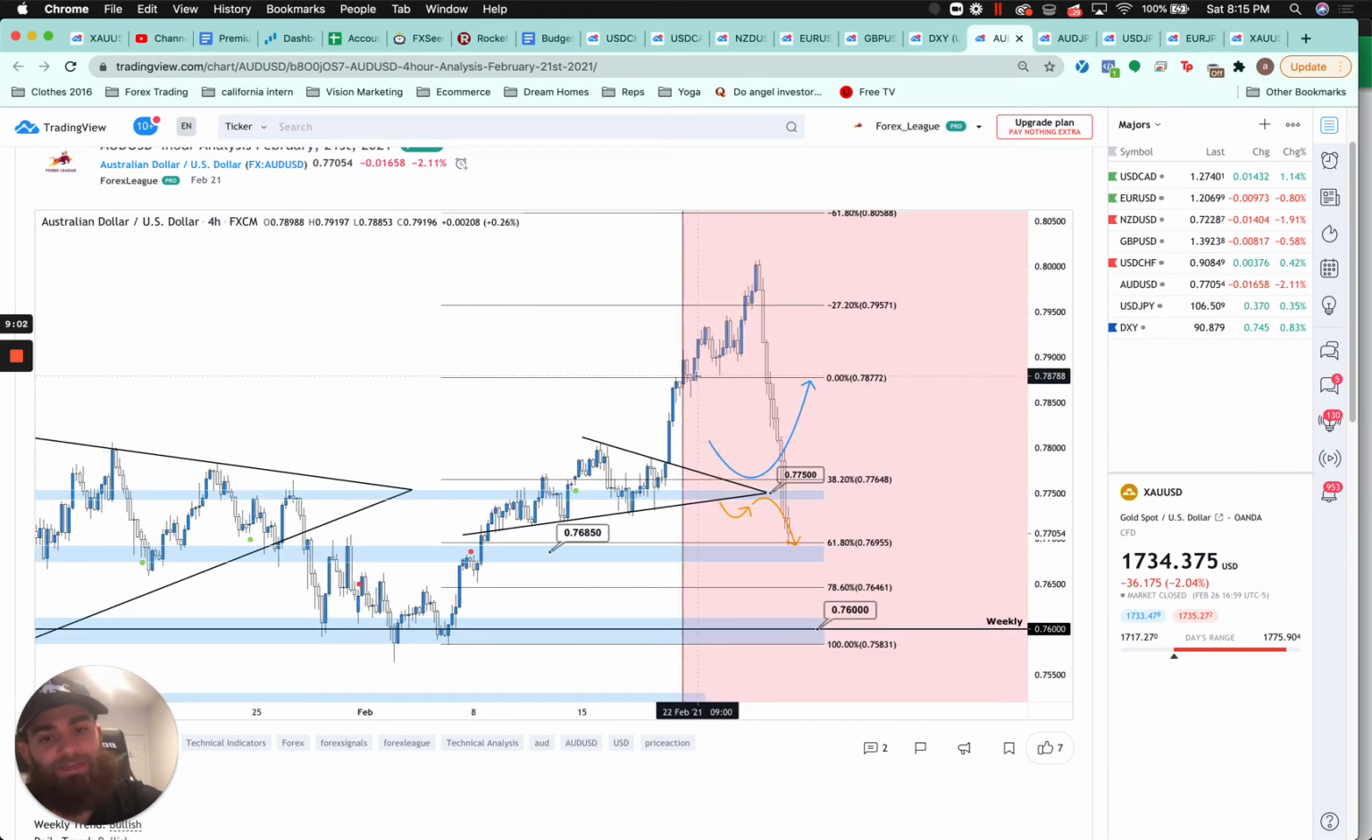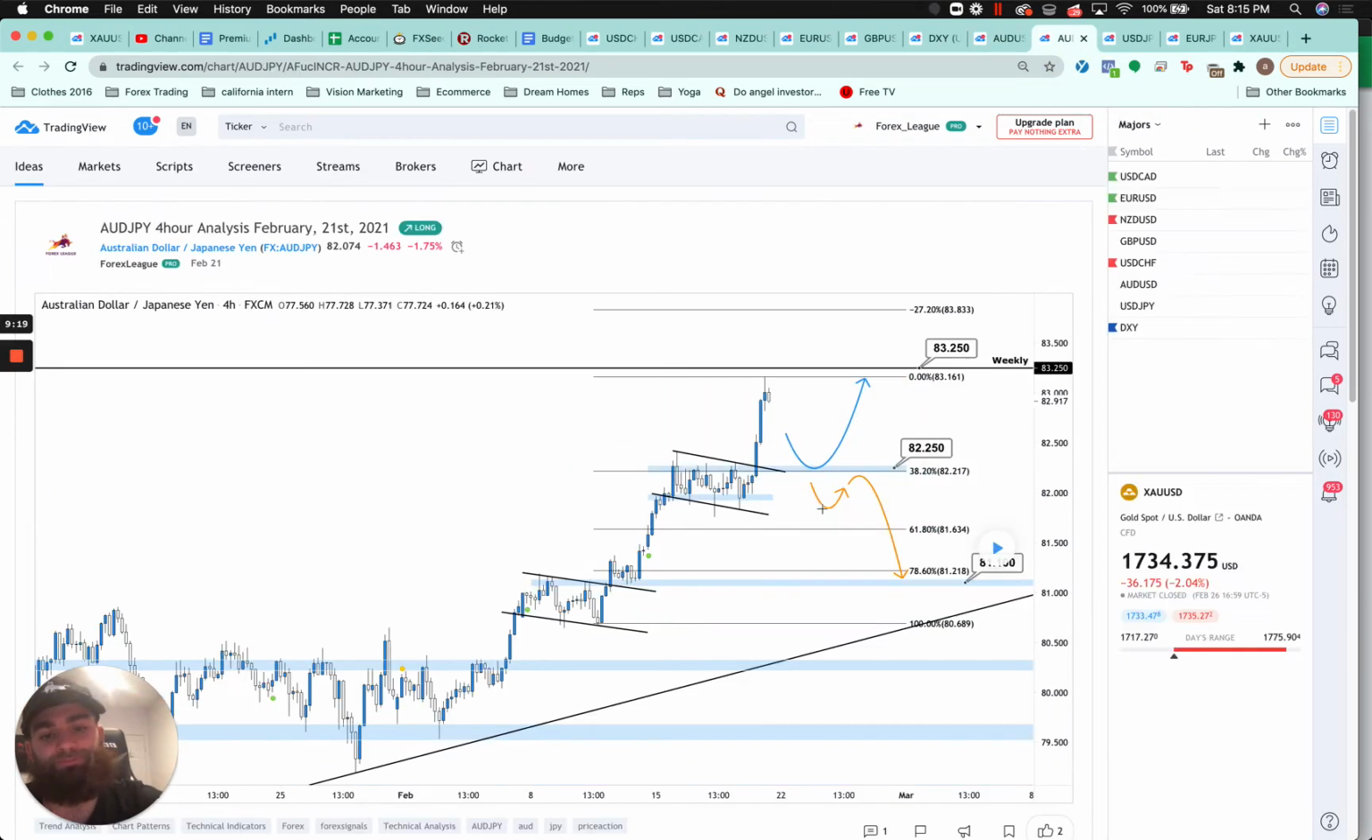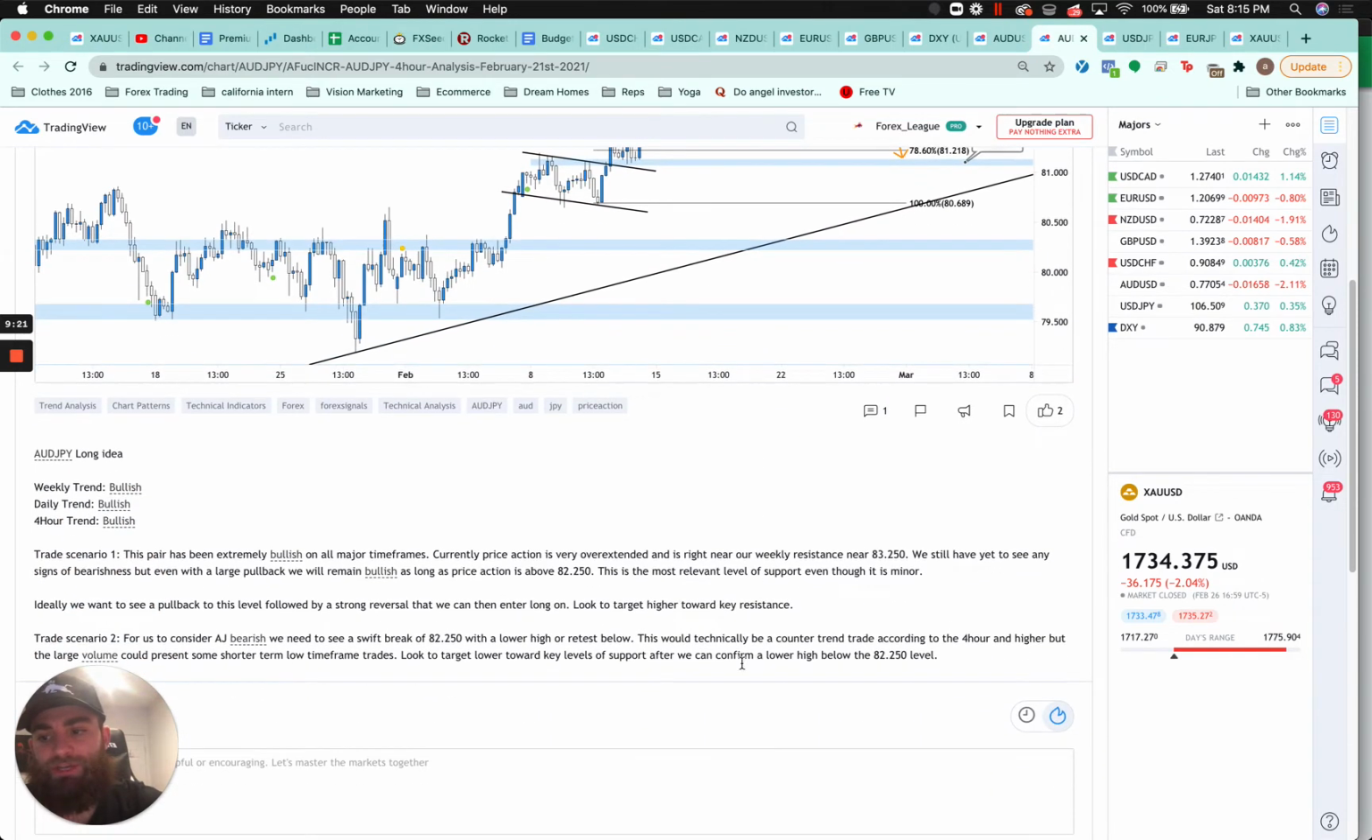As you could see here, price opened up the week, moved up 120 pips, so we never got that pullback, and now we're pulling back into structure. We just broke some support. So this week we're going to see, we might be looking actually for some downside targets after the retest for this week. Let's go to AUDJPY.